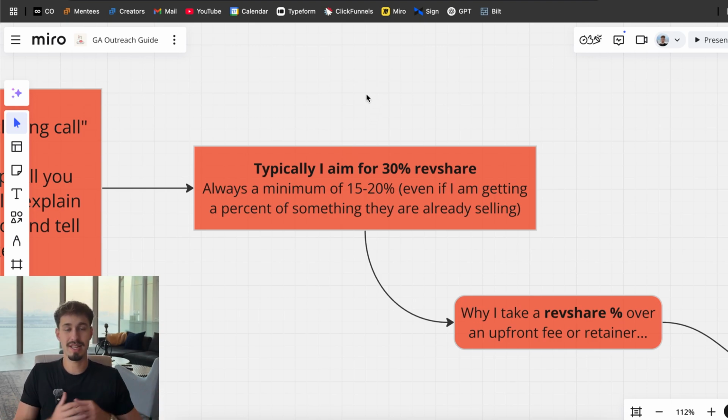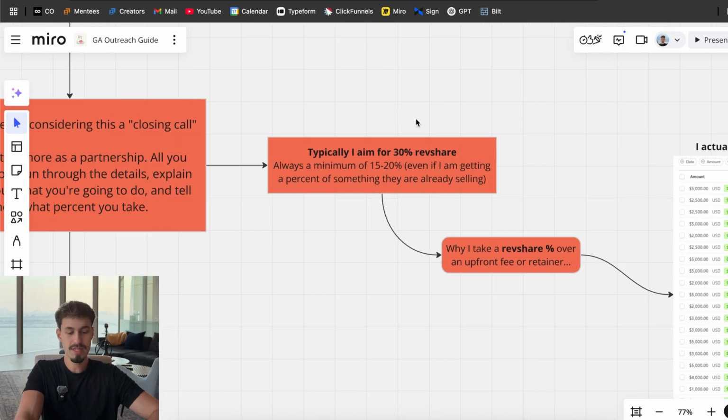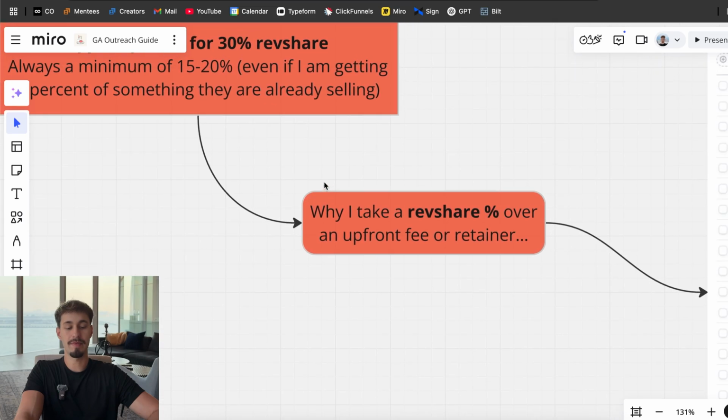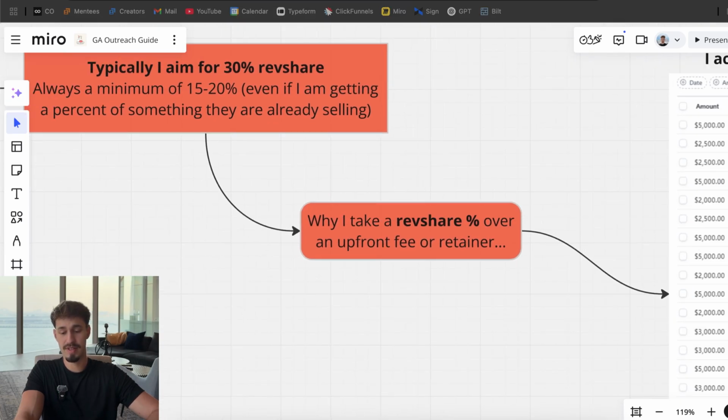If they already have a community doing 10K a month and I'm getting a percent of that, I'm still never gonna take less than 15%, never. Why do I take a rev share percent over an upfront fee? These are my thoughts on this. Let me full screen for this, okay?